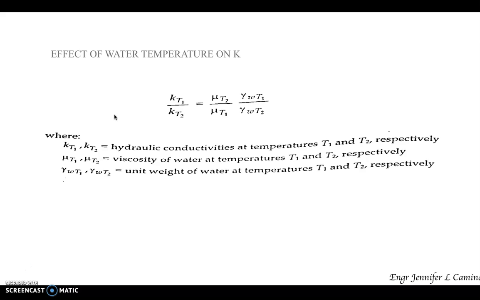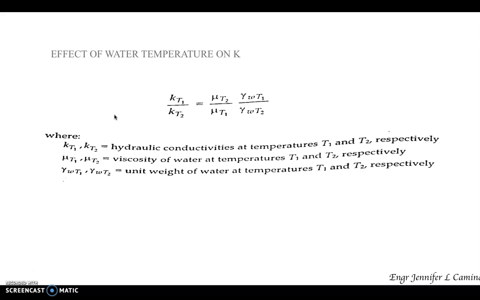Hence, permeability is directly related to temperature. Meaning to say, the permeability of a certain soil is directly related to the temperature of the water itself. It is stated that the greater the temperature, the higher the permeability. So this means it is directly proportional. The temperature of the water is directly proportional to the permeability.